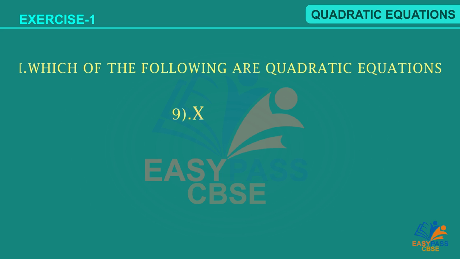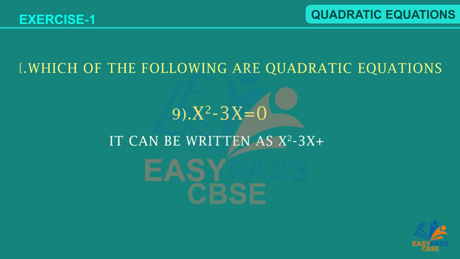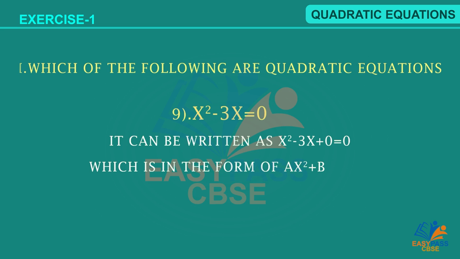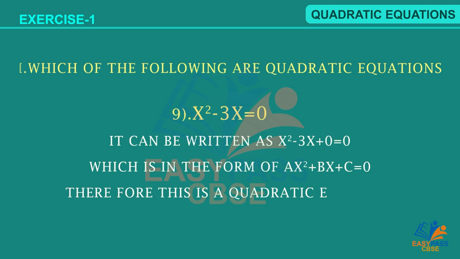Ninth one, x square minus 3x is equal to 0. It can be written as x square minus 3x plus 0 is equal to 0, which is in the form of ax square plus bx plus c equal to 0. Therefore, this is a quadratic equation.